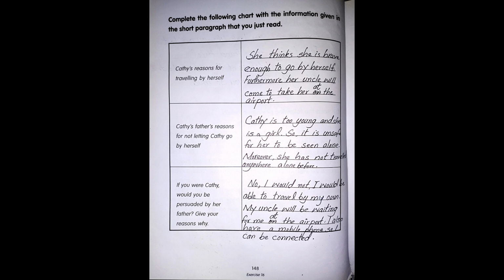Complete the following chart with the information given in the short paragraph that you just read. Kathy's reasons for traveling by herself. She thinks she is brave enough to go by herself. Furthermore, her uncle will come to take her at the airport. Kathy's father's reasons for not letting Kathy go by herself. Kathy is too young and she is a girl, so it is unsafe for her to be seen alone. Moreover, she has not traveled anywhere alone before.